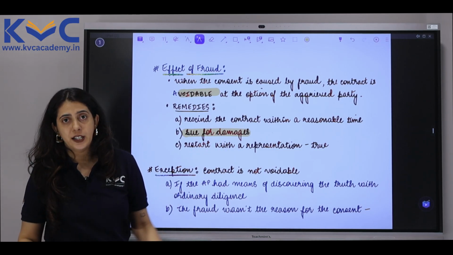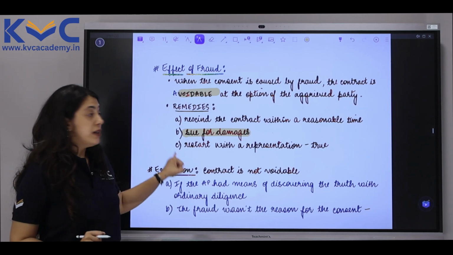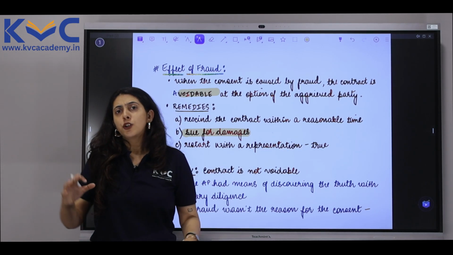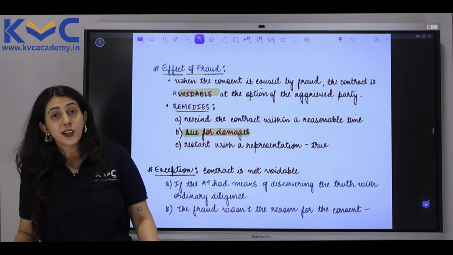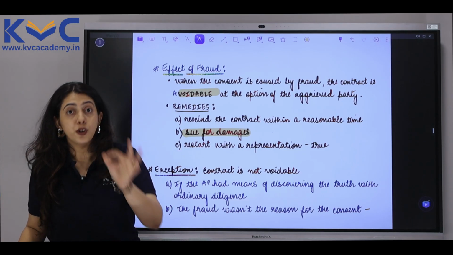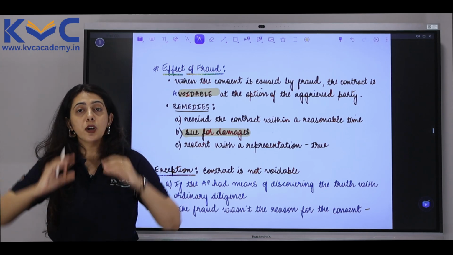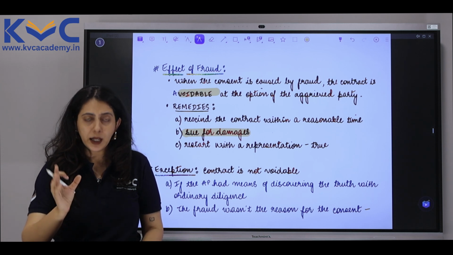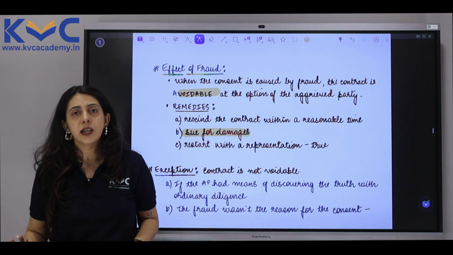But there is one more effect, which was so far not present in any of the topics that we discussed, which is to restart with the representation which is true. Meaning, you did want to continue into the contract, but you are requesting the party who had used fraud not to continue that fraud element anymore in terms of your contract. So whatever communication is exchanged between both the parties, it should be with only true representation and no false representation.